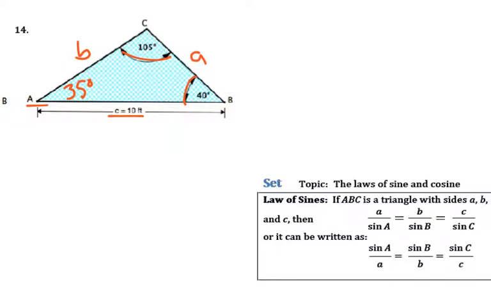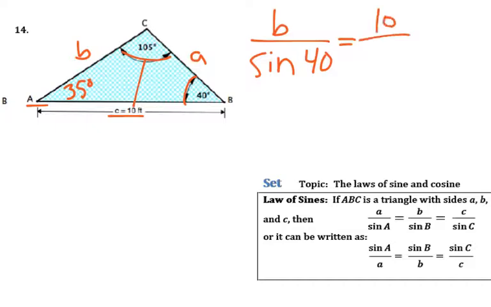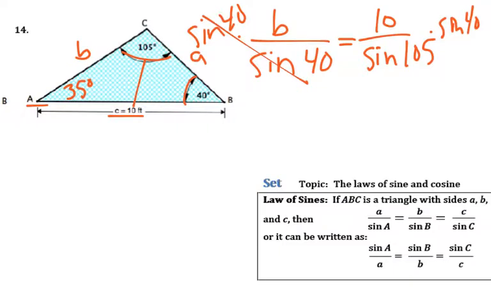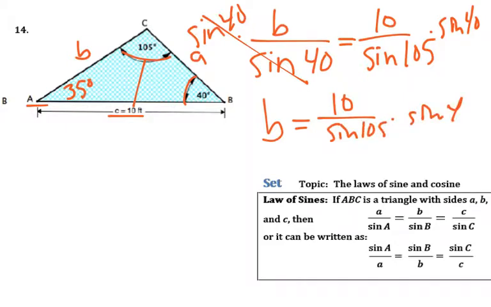Then we're going to do the same thing again, right? I want to find side b, and I know the angle B is 40, and I know the C's, so I can set it up: 10 over sine of 105. What am I going to do? I'm going to multiply both sides by the sine of 40. That cancels that out. I'm left with b equals 10 over the sine of 105 times the sine of 40. That's what I put into my calculator, and that gives me my answer for b.